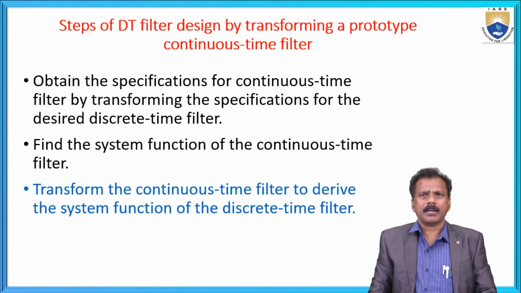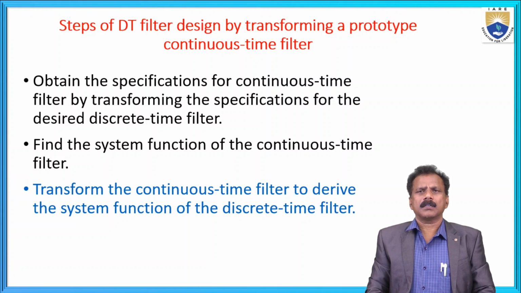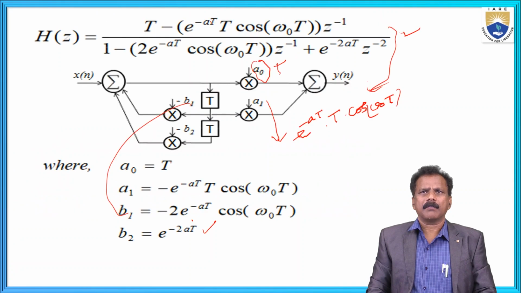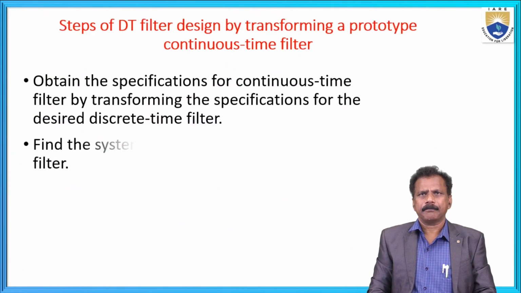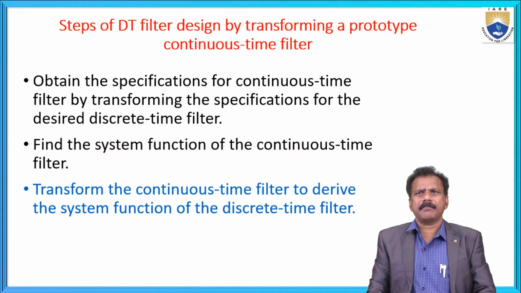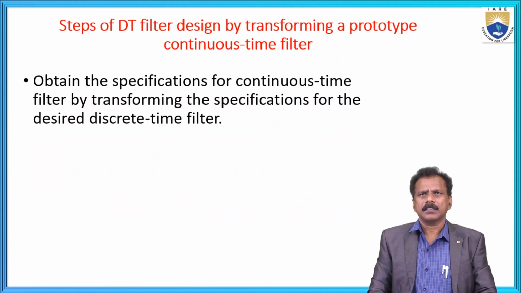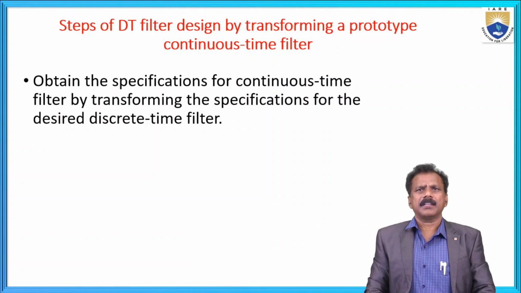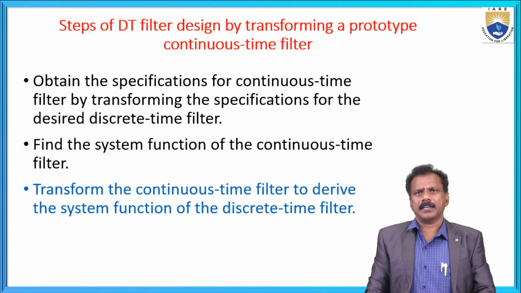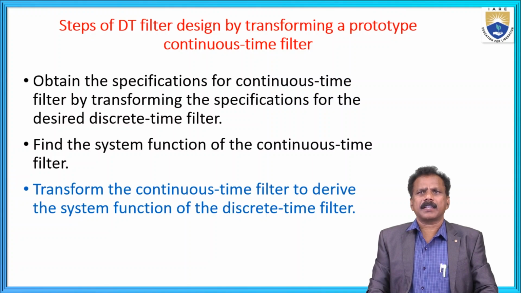Okay, like this, try to analyze, you can easily observe this example of an IIR digital filter designed with the impulse invariant impulse response method. Okay, next, the steps for discrete time filter design by transforming the prototype continuous time filter. In this case, first obtain the specification for the continuous time filter by transforming the specifications for the desired discrete time filter. Second, find the system function of the continuous time filter. After that, transform the continuous time filter to derive the system function of the discrete time filter.